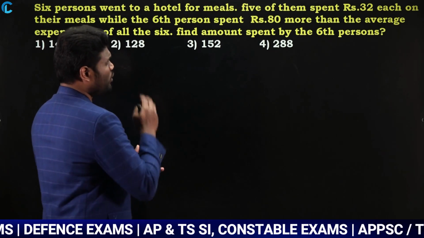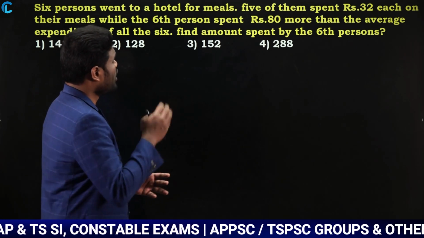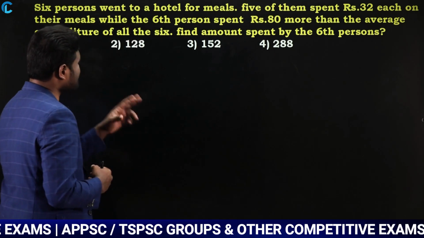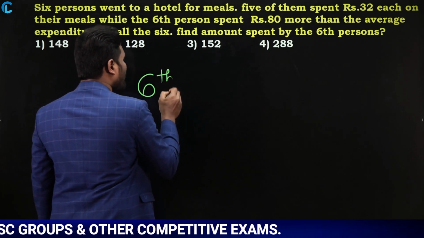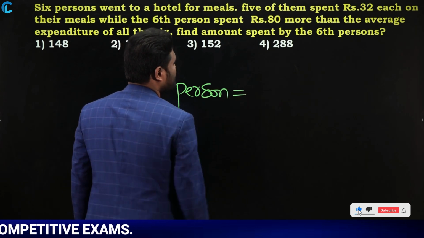5 of them spent rupees 32 each on their meals, while the 6th person spent rupees 80 more than the average expenditure of all the 6. Find the amount spent by the 6th person. Now in this question it is asking about only the 6th person's amount. It's not asking about total expenditure, it's only about the 6th person.